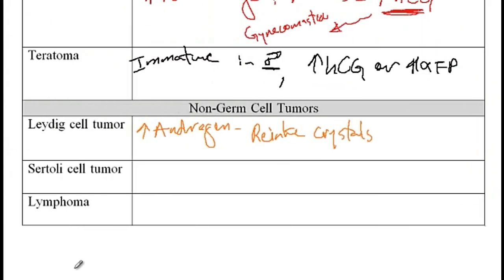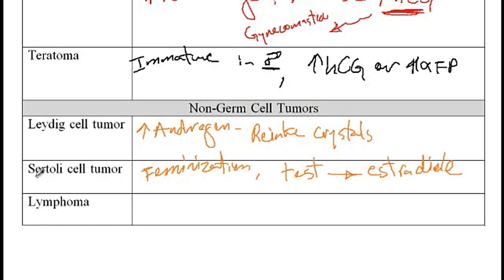The next type of tumor are the Sertoli cell tumors, and it usually causes feminization due to the increased conversion of the testosterone to estradiol. And virilization usually in this type of tumor is rare. So just keep in mind, Leydig cells causes virilization versus Sertoli cells, which causes feminization.